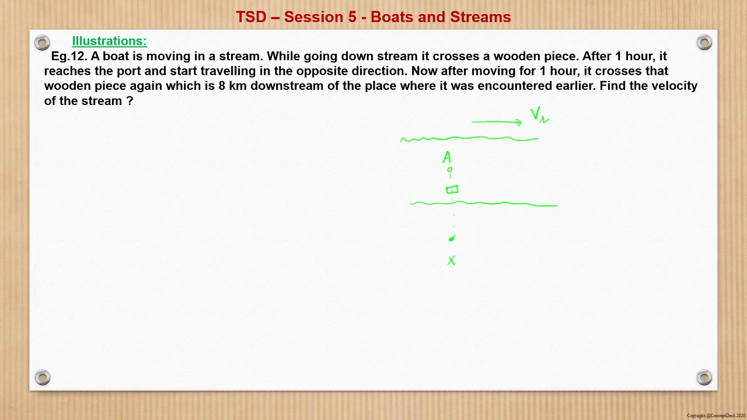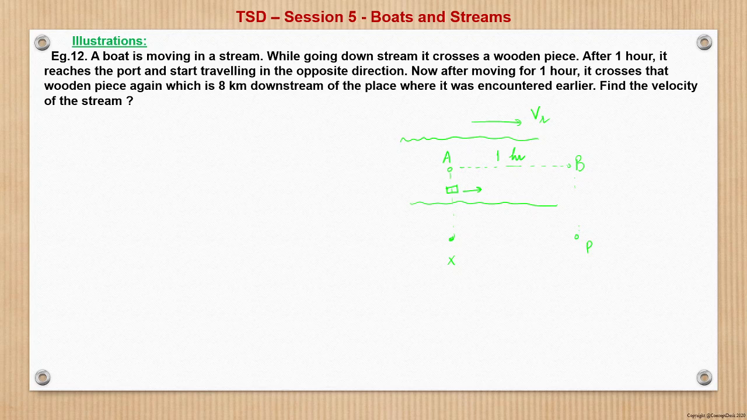After 1 hour, it reaches the port. So now the wooden piece is also moving in this direction, right? The boat from here reaches a port. Let this port be B here, and on the ground this is the point P, which is the port, the corresponding point here. And this time is 1 hour, right? Time remains the same in any of the frames.